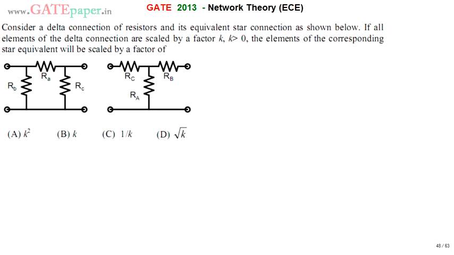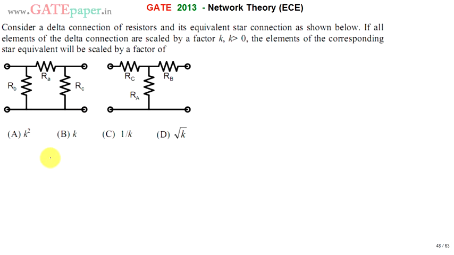If all the elements in a delta connection are scaled by k, where k is greater than 0, then what happens to the elements present in the star? By how much will it be scaled? So that we are going to calculate.